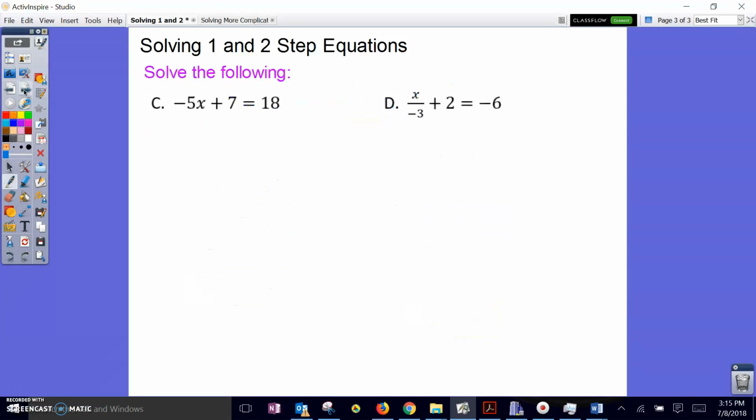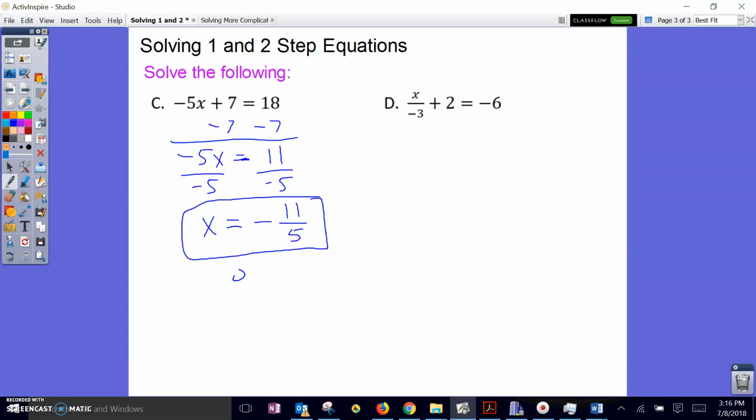All right. A few more examples here. Part C, negative 5x plus 7 equals 18. We'll do the subtraction step first. Get rid of the plus 7. Negative 5x equals 11. And then we'll divide both sides by negative 5. And we get x on the left. And on the right, we've got 11 divided by negative 5. So a positive divided by a negative is going to be negative. And we can just go ahead and leave this as a fraction since the division doesn't come out evenly.